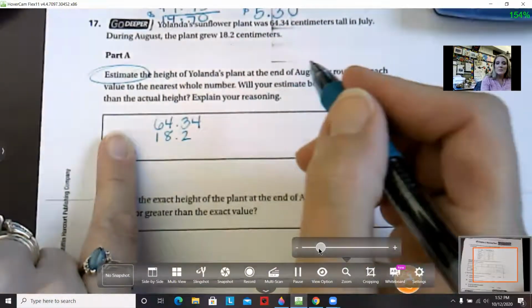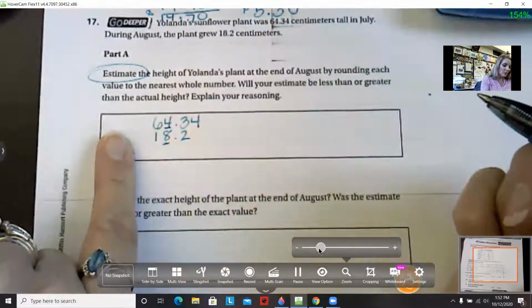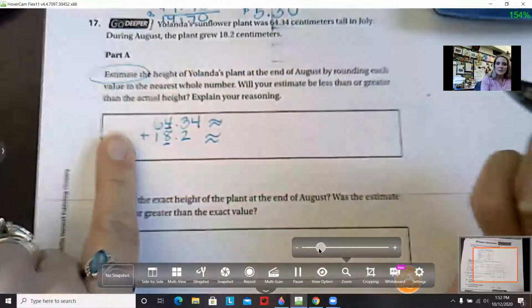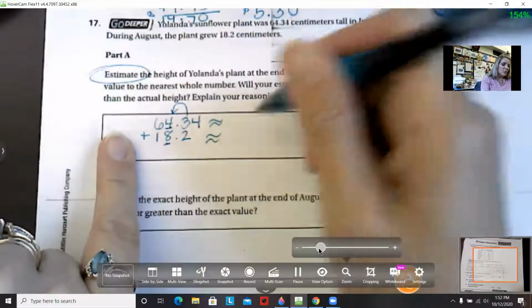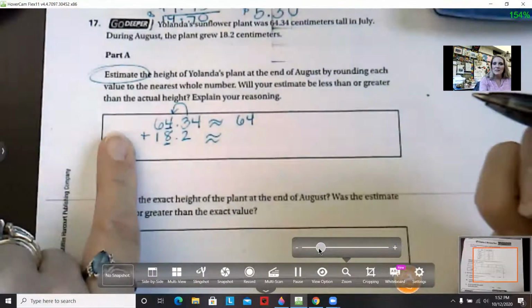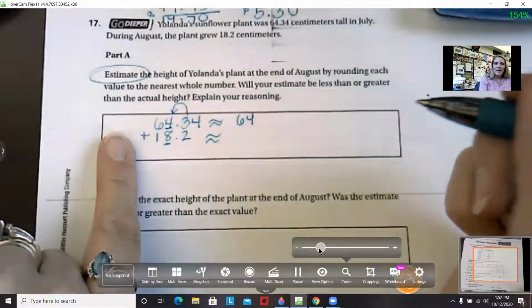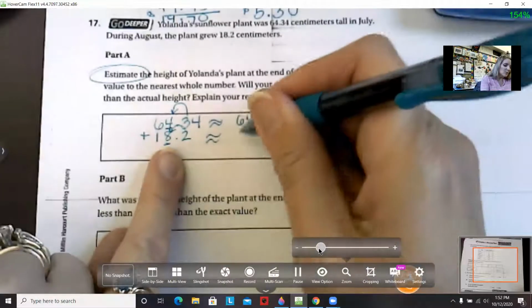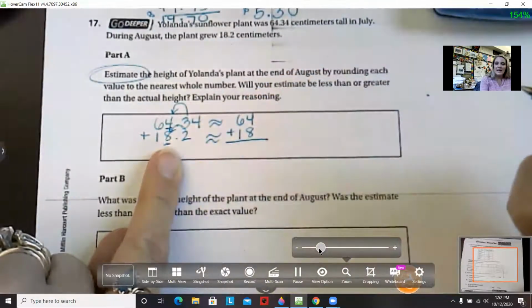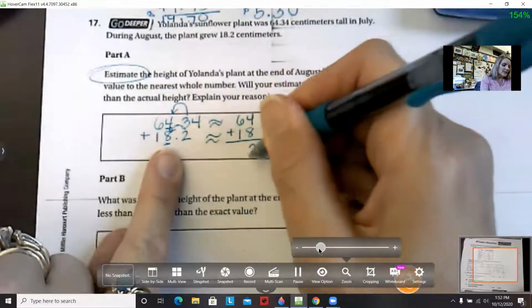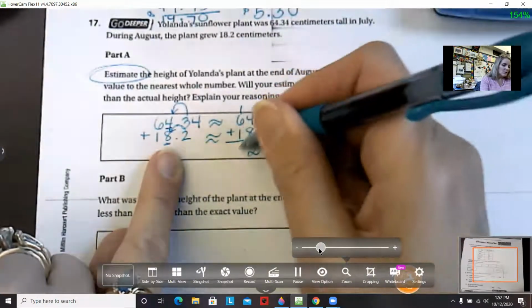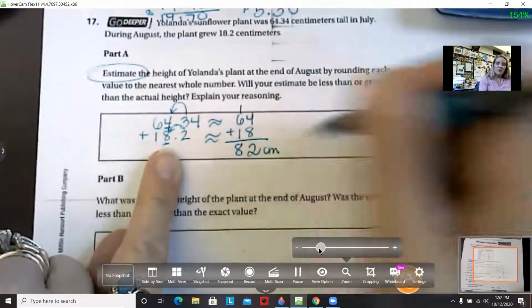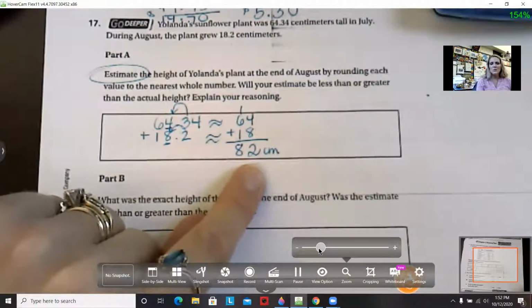But it says that we have to estimate, so we have to round to the nearest whole number. So we're going to add them, but let's change them first. Remember this little symbol that means about? This 3 makes the 4 stay the same, right? So that's about 64 centimeters. And it grew, this 2 makes the 8 also stay the same. So this will be about 18 centimeters. Let's add them together. 4 plus 8 is 12, carry your 1, and 6 plus 2 is 8. So we have here that her sunflower plant will be about 82 centimeters.